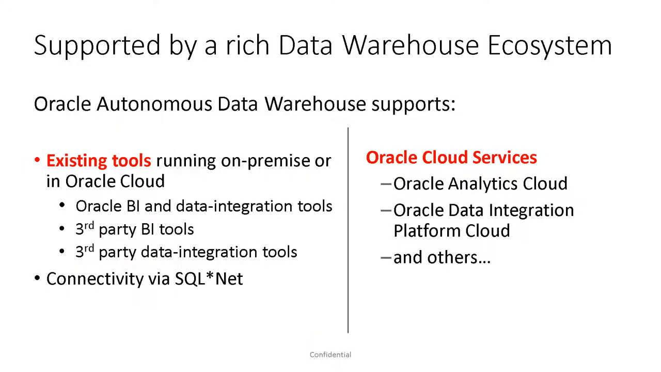The Autonomous Data Warehouse is also supported by a rich data warehouse ecosystem, because we understand one size doesn't fit all, and your ecosystem today may be very different to the ecosystem that another customer is running. So with the rich ecosystem support available, we can connect to a lot of the other BI tools that are out there in the market, including the data integration tools. There isn't a reason that you shouldn't be embracing Autonomous Data Warehouse. Some of the other rich cloud services that go hand in hand with Autonomous Data Warehouse capabilities are Autonomous Analytics Cloud, Data Integration Cloud, and there are a range of other services that we can talk about, but that's for another day.